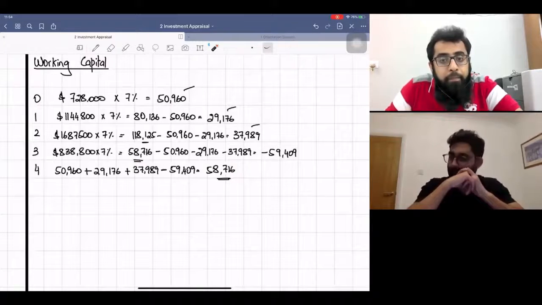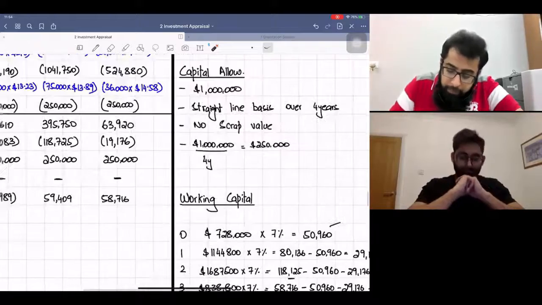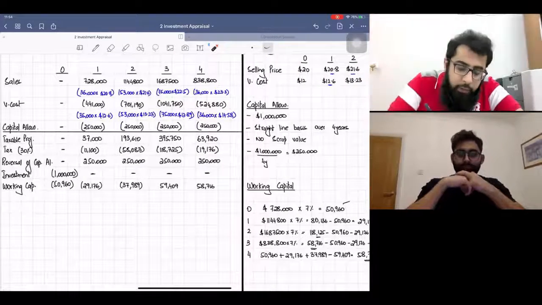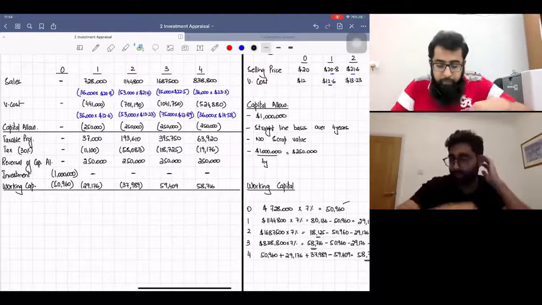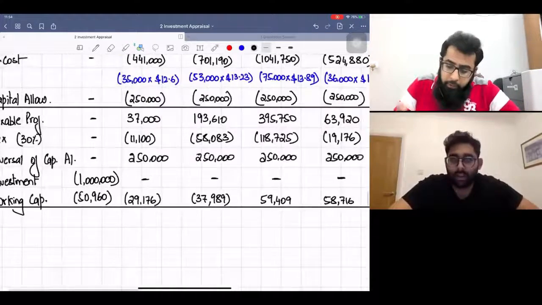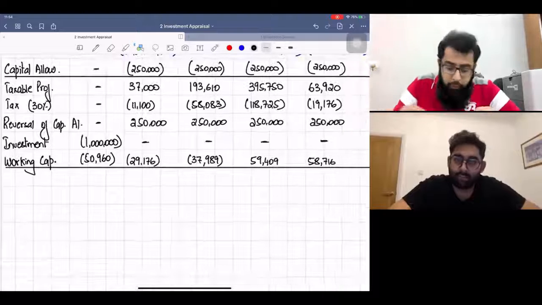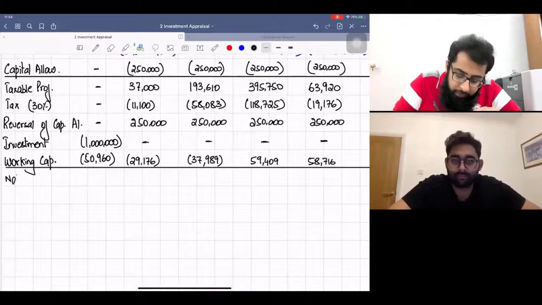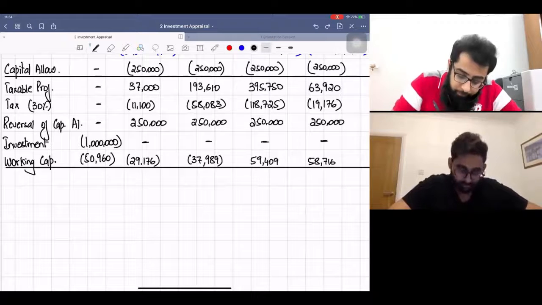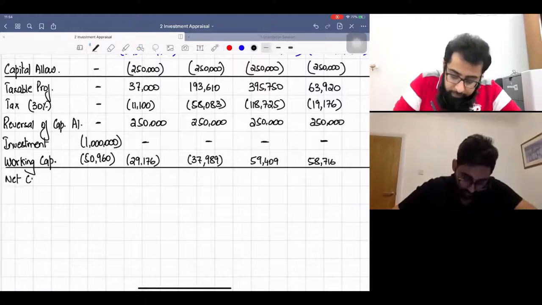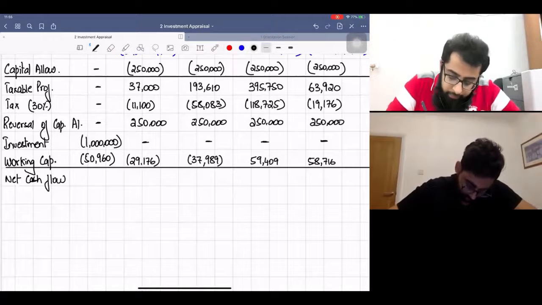So basically what you need to do is just revise your basic knowledge. I need to look over these questions. I can just print this off. Once you solve them, you will automatically revise your old issues. So this is net cash flows.